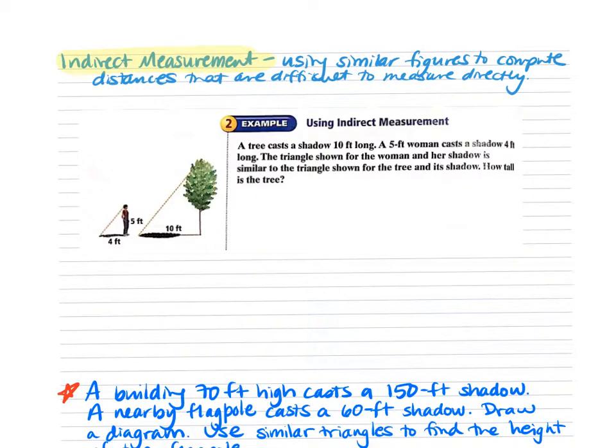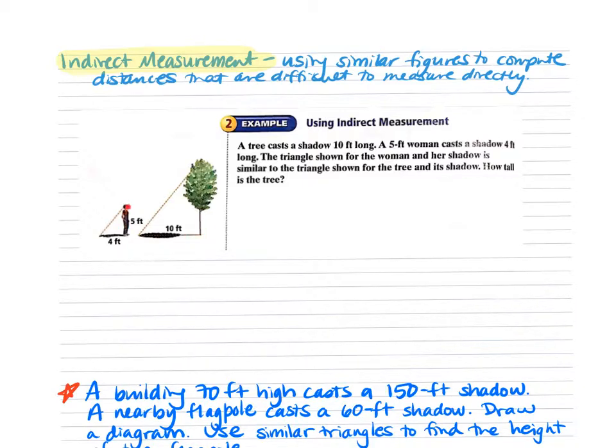Okay, we're moving on to something called indirect measurement. This is a way to measure distances that are difficult to measure by using similar figures. You can't measure that directly. So in this example, we're trying to figure out the height of a tree. We can't climb to the top of the tree and use a tape measure to measure it, right? But what we can do is use similar figures.